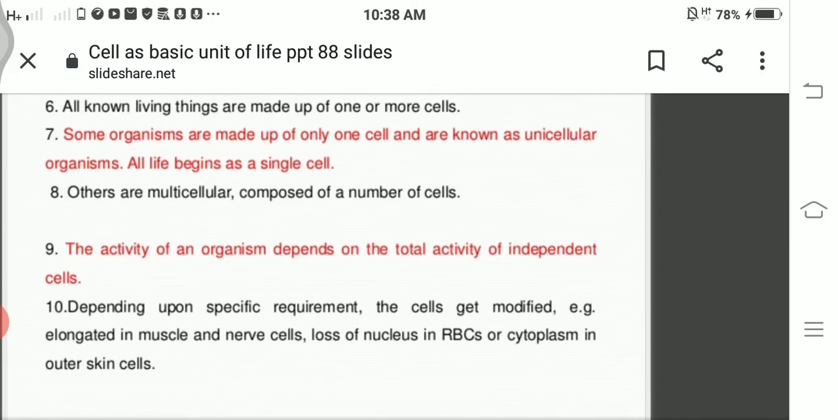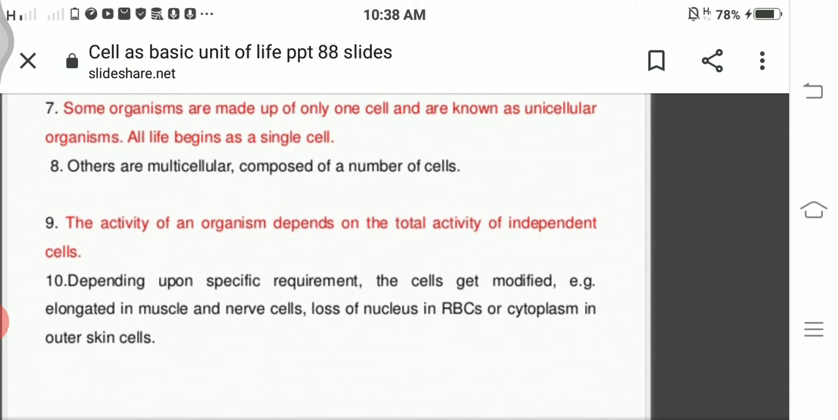Depending upon specific requirements, the cells get modified. Sometimes if they are present in the muscles, then they are spindle shaped. We learned spindle shape for muscles. So these are elongated. Nerve cells are also elongated. So the cell may be of similar shape. Loss of nucleus in RBC, red blood cells. So it is again a cell, but there is no nucleus there. Then cytoplasm is absent in the outer skin cells.